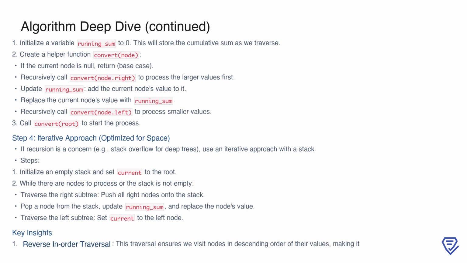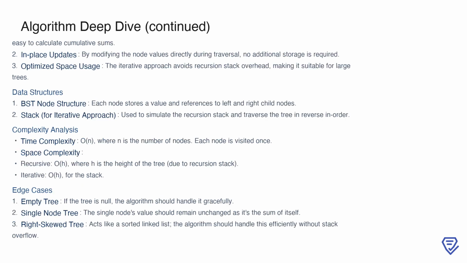Then, we pop the top node, update the running underscore sum, and replace its value. Finally, we move to the left subtree. Both the recursive and iterative approaches leverage the same underlying logic, ensuring correctness and efficiency. The reverse in-order traversal is at the heart of this algorithm. By visiting nodes in descending order of their values, we can calculate the cumulative sums directly during traversal. This eliminates the need for additional data structures or pre-computations.